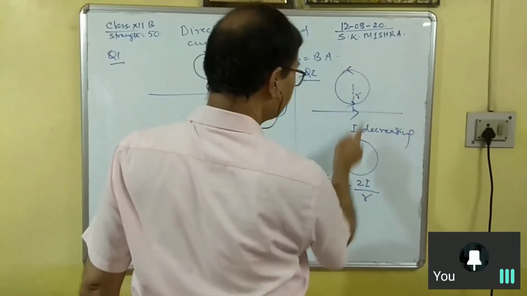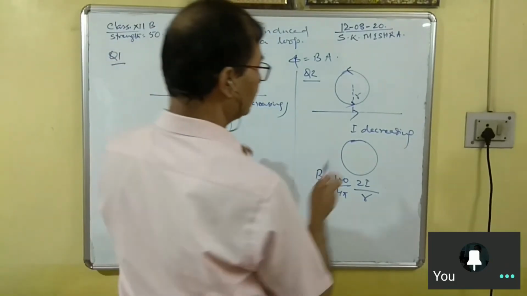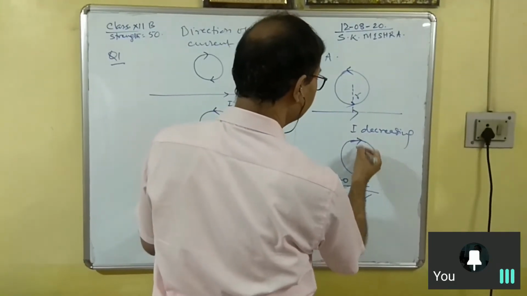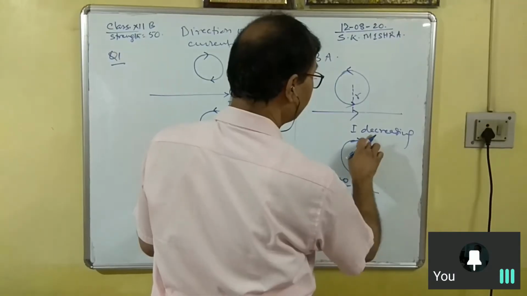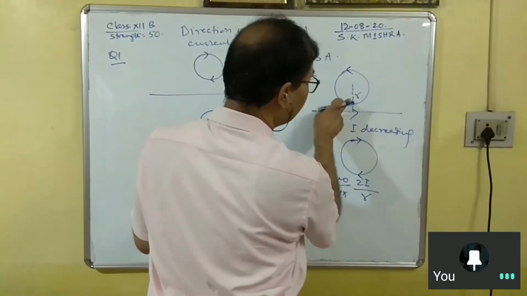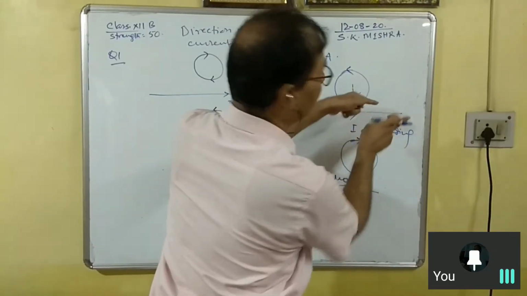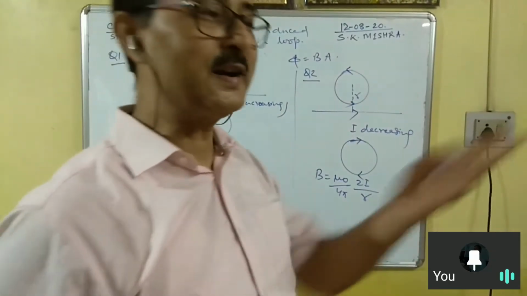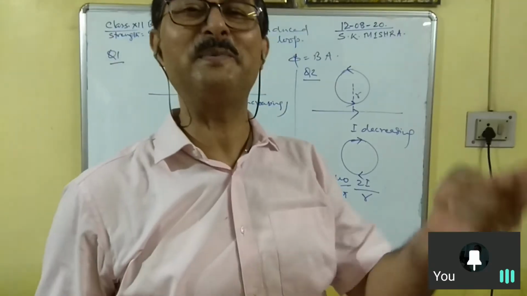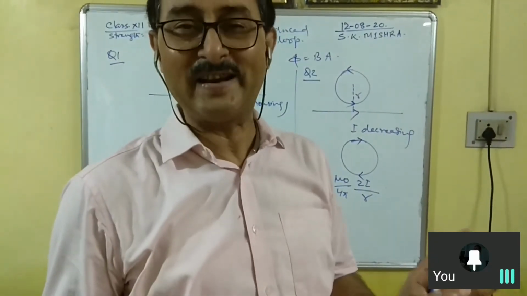And just opposite to this case, it should be in clockwise direction. Remember, since I is decreasing, the current in the loop will be such that this current and this current will be in the same direction. If two currents are in the same direction, then they will be added. Actually, it is not adding.